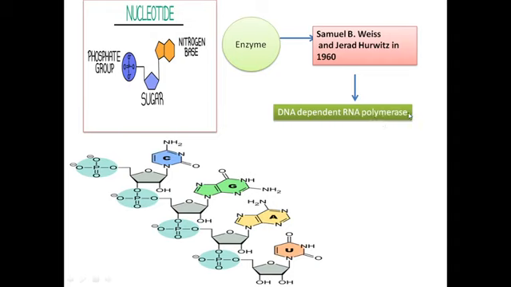If you remember, DNA polymerase that takes its message from DNA to synthesize new DNA is named DNA dependent DNA polymerase. But here we have RNA, which also depends upon DNA to get synthesized, so we say it's DNA dependent RNA polymerase, and the enzyme was named RNA polymerase.